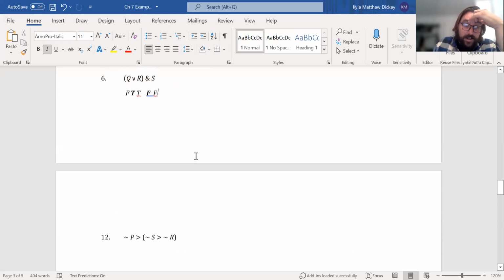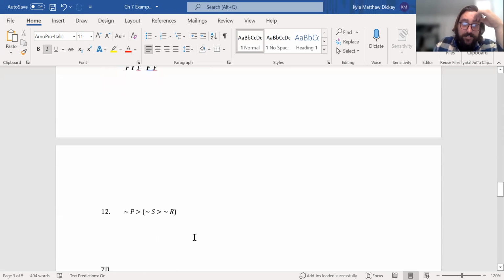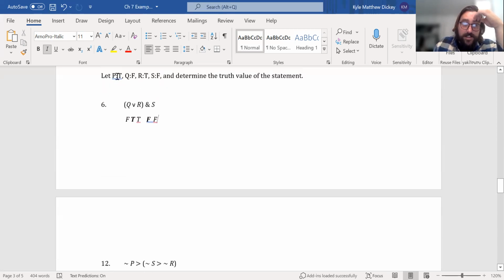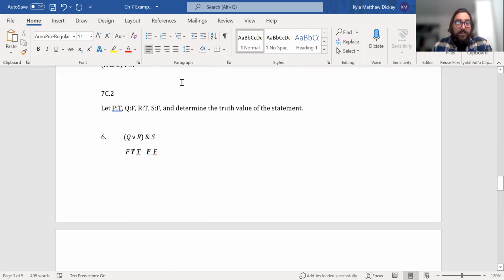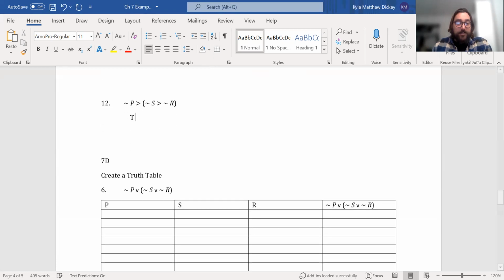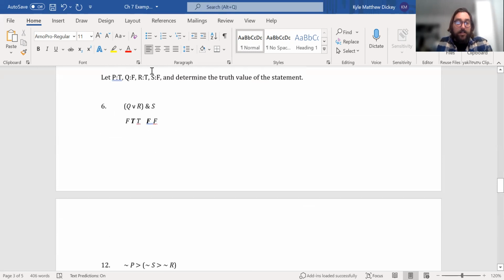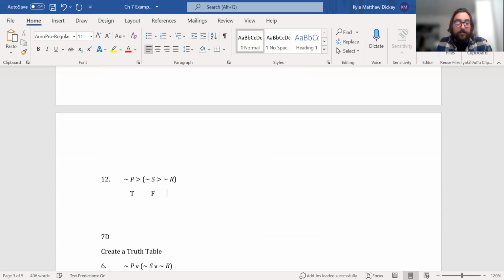Not P, not, if not P, then, if not S, then not R. That's what this sentence says. Confusing, but great. All right, so let's say P is true. Right, let's do that. P is true, and S is false, and R is true. Great.